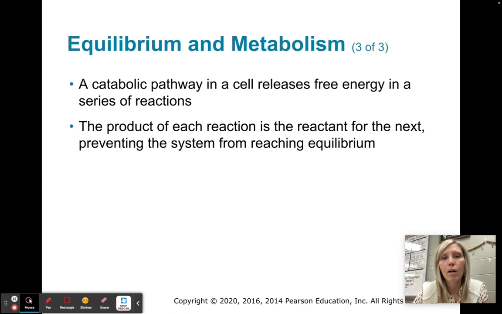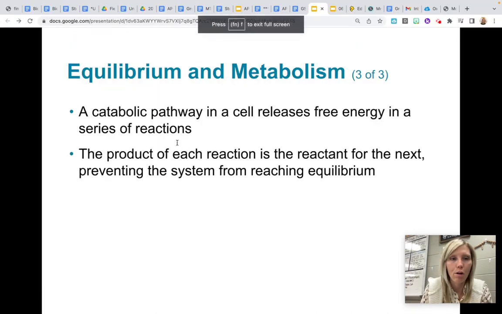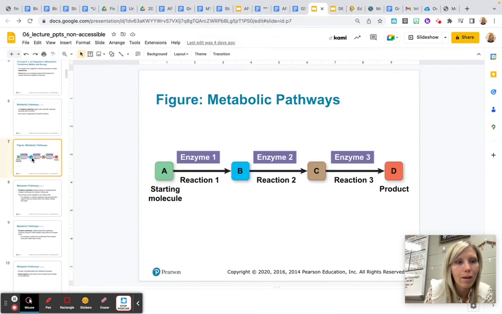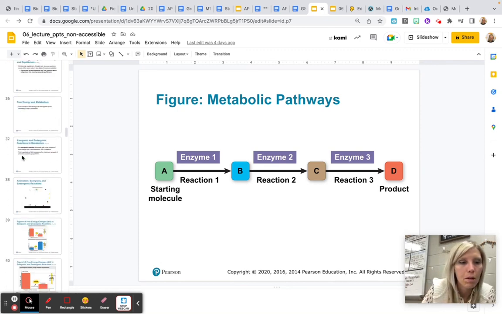Right here, catabolic pathway. This is a term that I used earlier. Catabolic pathways release free energy in a series of reactions, and the product of each reaction is the reactant for the next, preventing the system from reaching equilibrium. So I'm thinking all the way back to a slide, I'm on slide 48. It makes me think of this picture. Let's say in this metabolic pathway that it was a breakdown reaction, for example, that whatever was broken down into B then helped kick off this reaction that would get us to C and ultimately D.